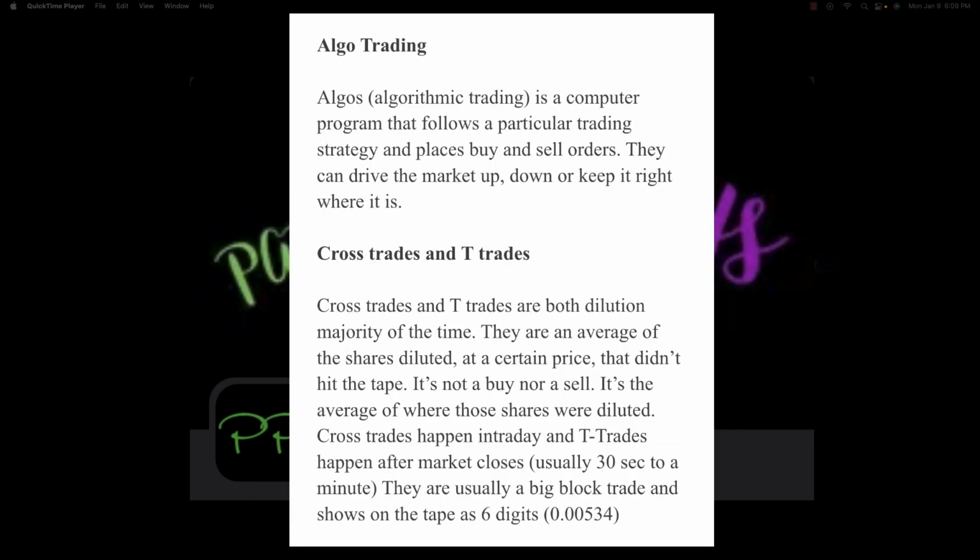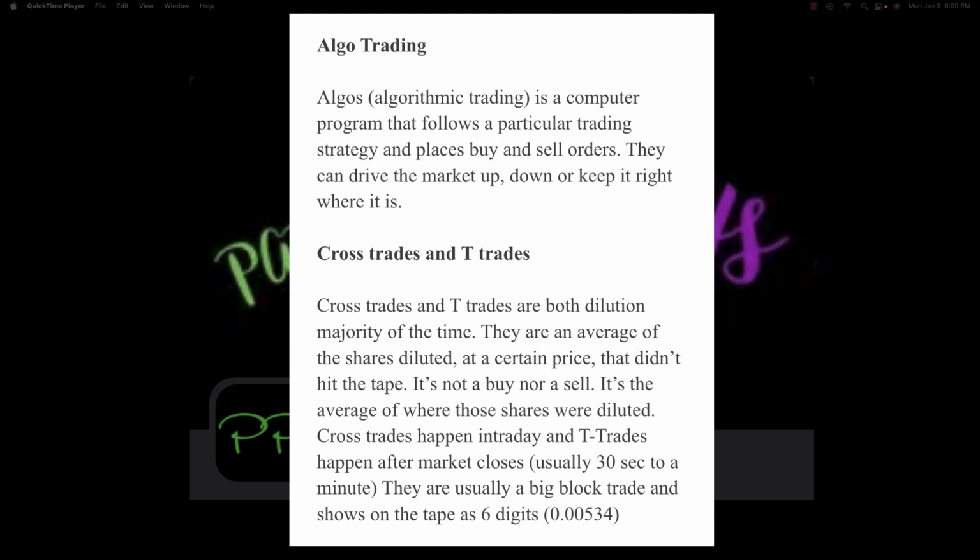So one term you might hear getting thrown around is algos. Algos, algorithmic trading, is a computer program that follows a particular trading strategy and places buy and sell orders. They can drive the market up, down, or keep it right where it is if they want to. So if you're going to bid on a stock, you see the bid's 005, you want to put yours at 0051. As soon as you put that bid in, you'll see that market maker jump to you instantly. That's called an algo. It's just basically a computerized market maker.